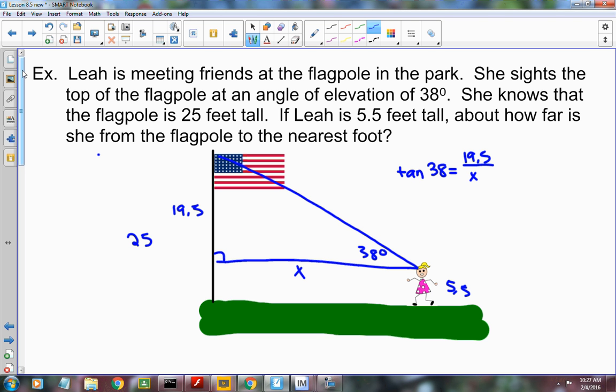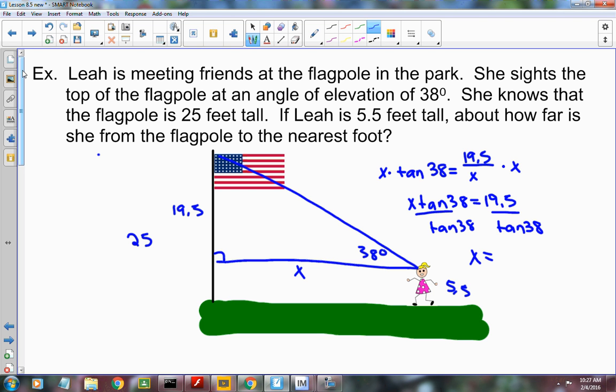Now, what do we have to do? Multiply both sides by x. Okay, so I get x tangent of 38 equals 19.5. And then I divide both sides by the tangent of 38.